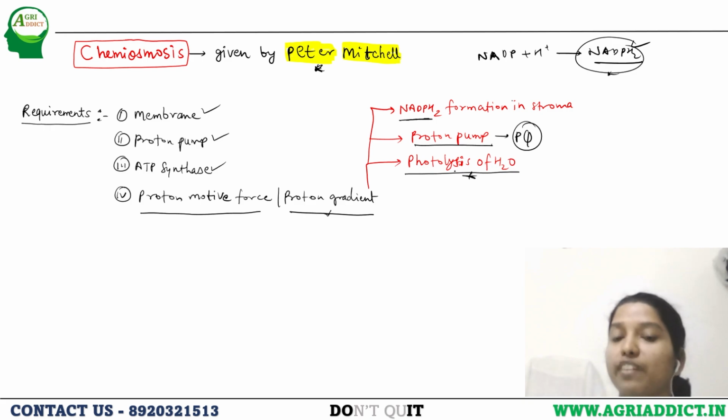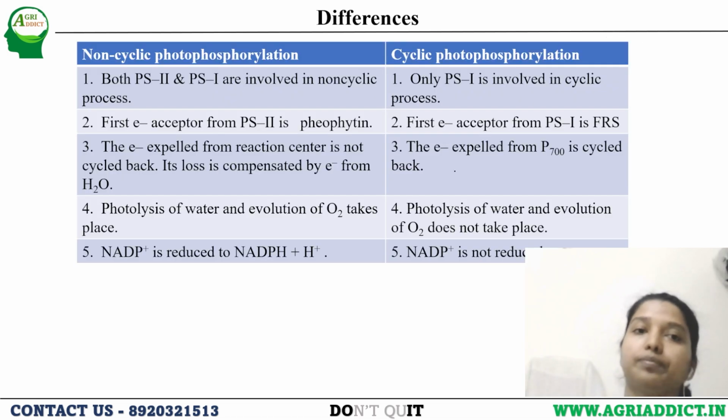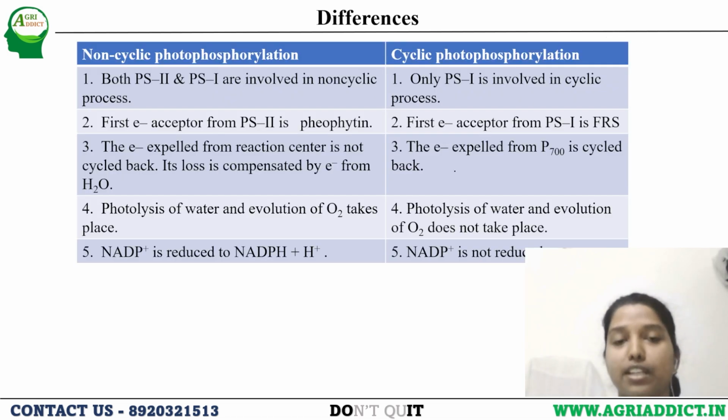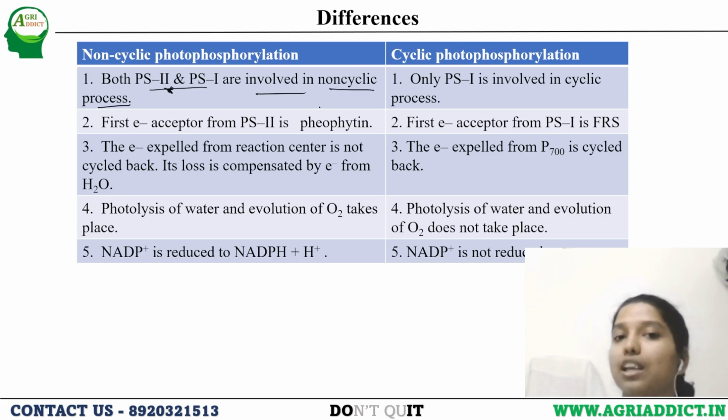So the concentration of H plus inside the lumen is getting increased. So this is responsible for this proton gradient. Now comes the basic differences between non-cyclic photophosphorylation and cyclic photophosphorylation. Both PS1 and PS2 are involved in non-cyclic. We studied that already. Only PS1 is involved in cyclic. We have seen only PS1 is working for the cyclic process.